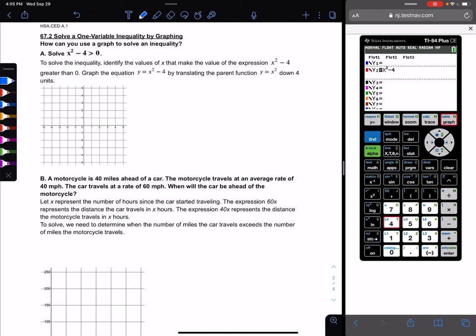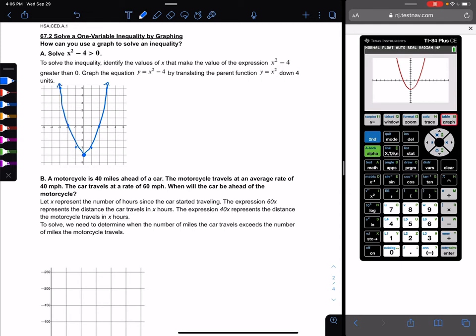You should know that it's a translation down 4 units, but either way, I want to be able to look at this and see what it looks like on the graph. So if I hit graph, I get a graph that looks like that, where I have my vertex at 0, negative 4, and then a couple points here. Again, we're looking to graph those, and the next point will be somewhere about here. Okay, so our graph looks something like this.